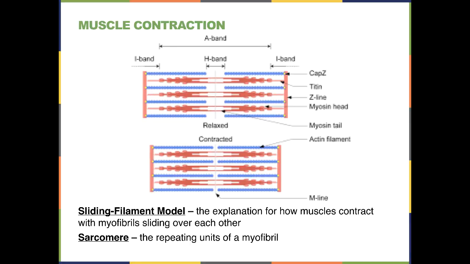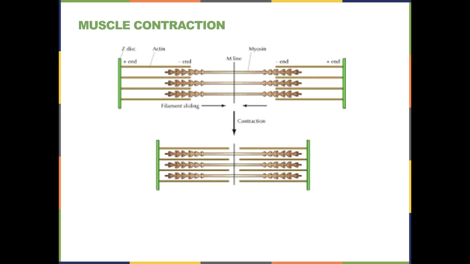The sarcomere is a repeating unit of a myofibril, and each of these, the top and the bottom, one is relaxed and one is contracted, represents one sarcomere. Here's another diagram showing a single sarcomere in the expanded version or relaxed version, and then the contracted version. And the point of this slide is to show that this is made up of two sets of filaments.